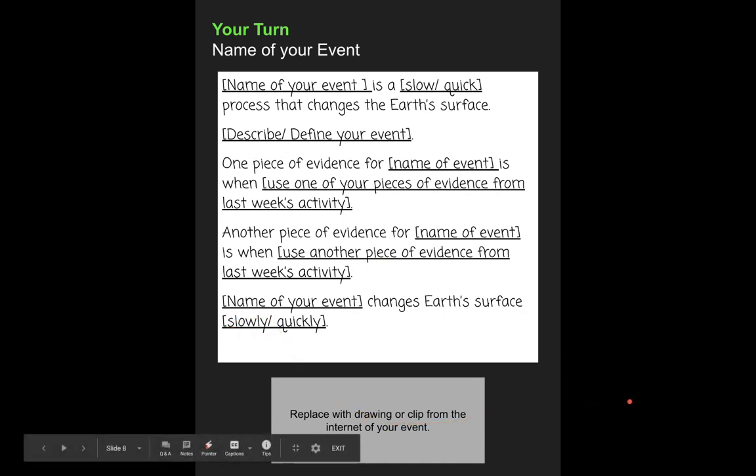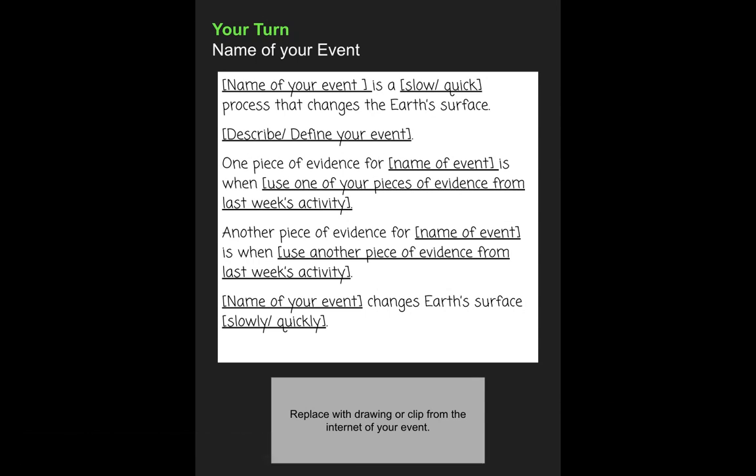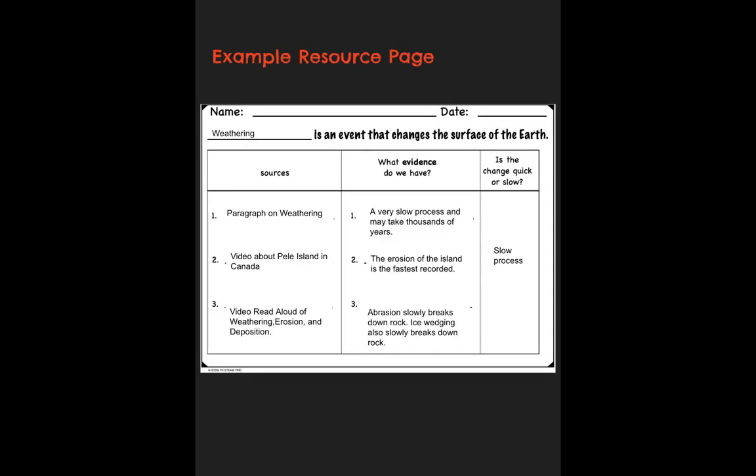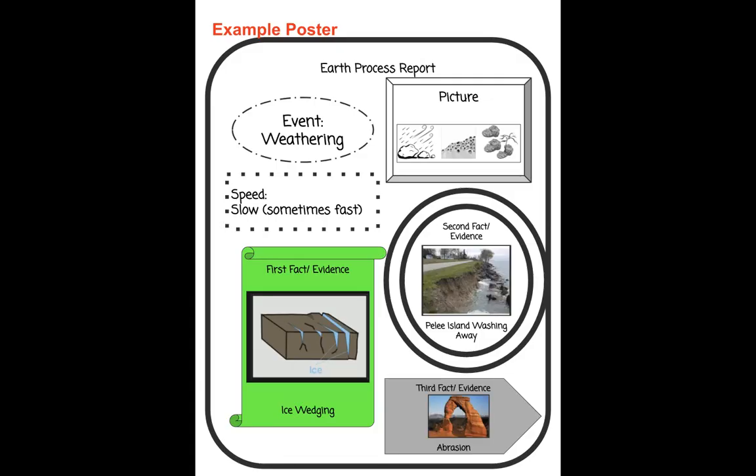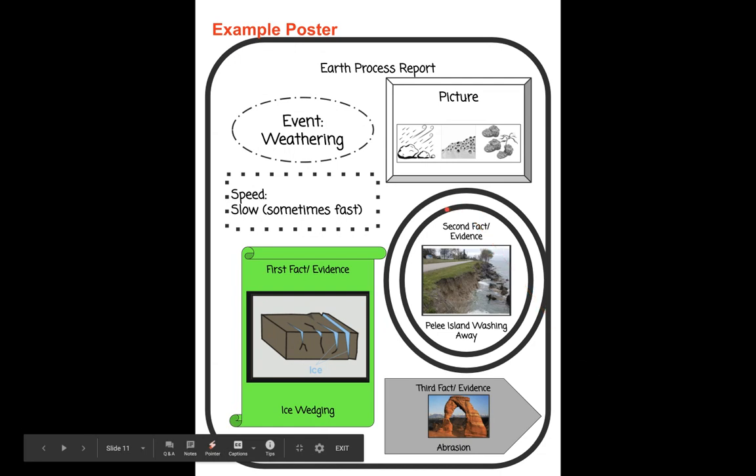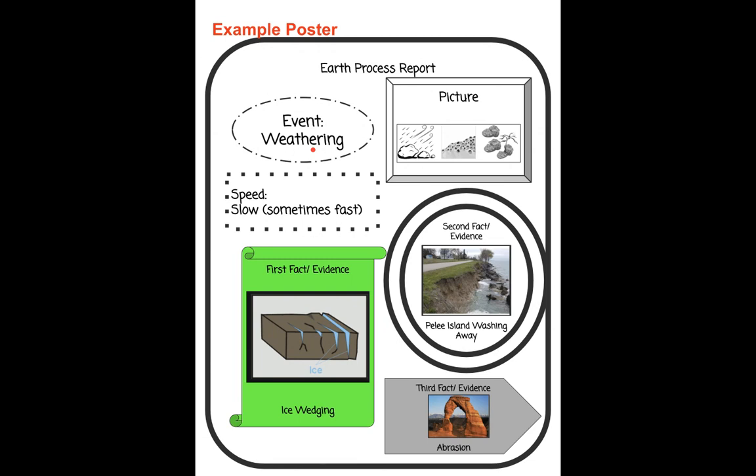Okay. The next option, and remember you only need to choose one, is for you to make a poster. This is the same example resource page. And this is an example poster. So you will obviously change the event to one of the other 5 resources or 5 events that were listed last week. And you're going to fill in each of these spaces.